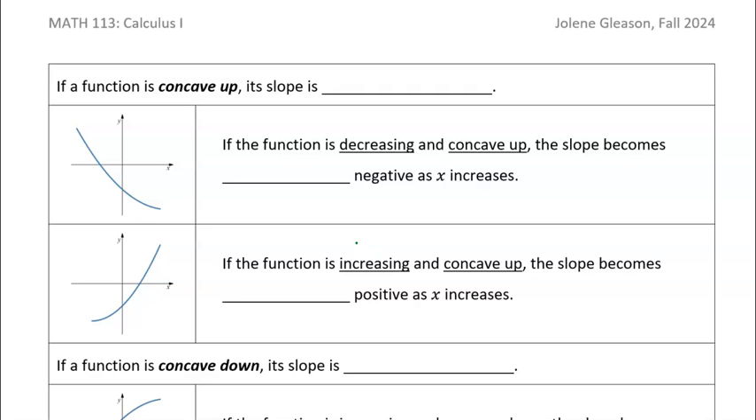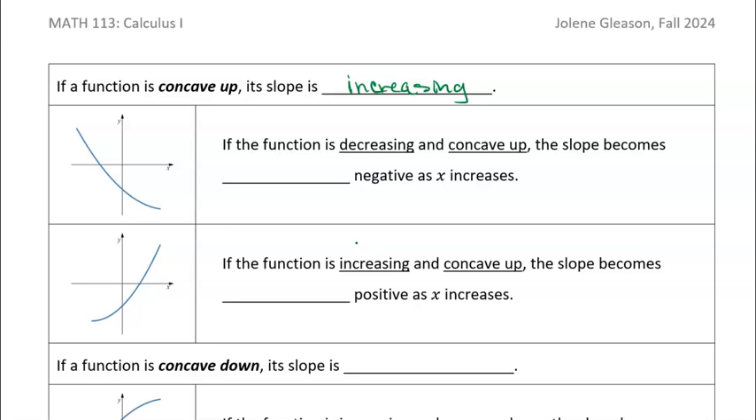Okay, let's go ahead and fill this out. If a function is concave up, its slope is increasing. Notice I didn't say the slope is positive. I said the slope is increasing. The slope is changing, because otherwise it would be a line. The slope is increasing. Now, we could have a function that's concave up and decreasing, or concave up and increasing.